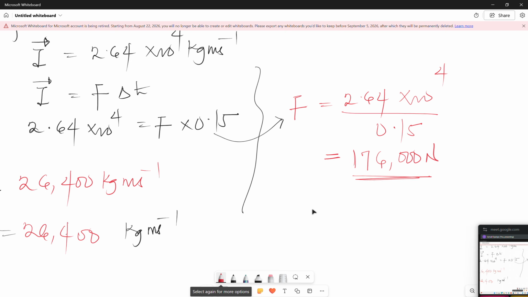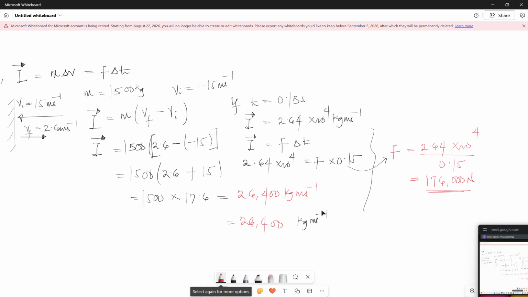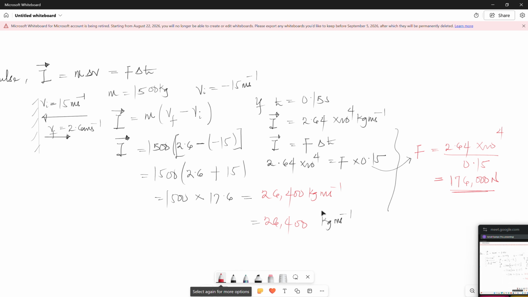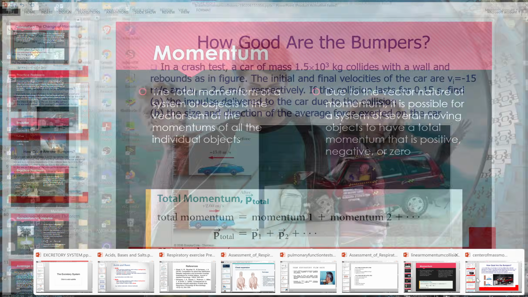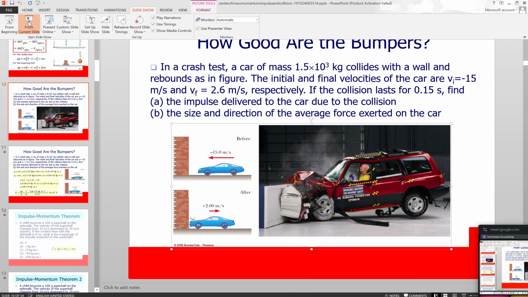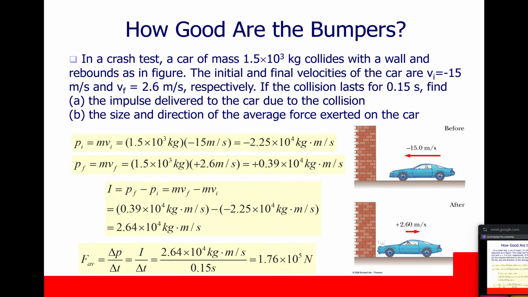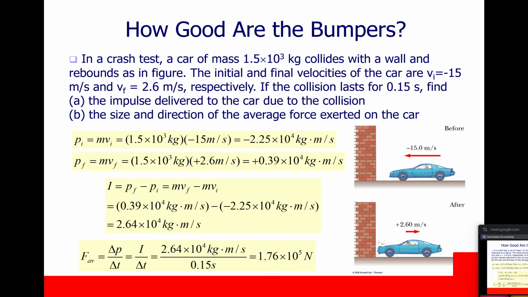Do we have anybody that doesn't understand the solution here? Anybody who doesn't understand? If everybody understands, we will move forward. Okay, still have a lot of things to do here. So you have the solution there: 2.64 times 10 to the power of 4, and then 176,000 there.